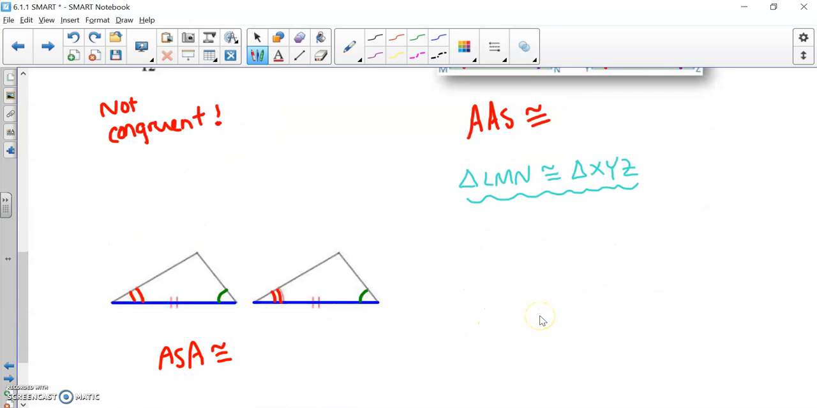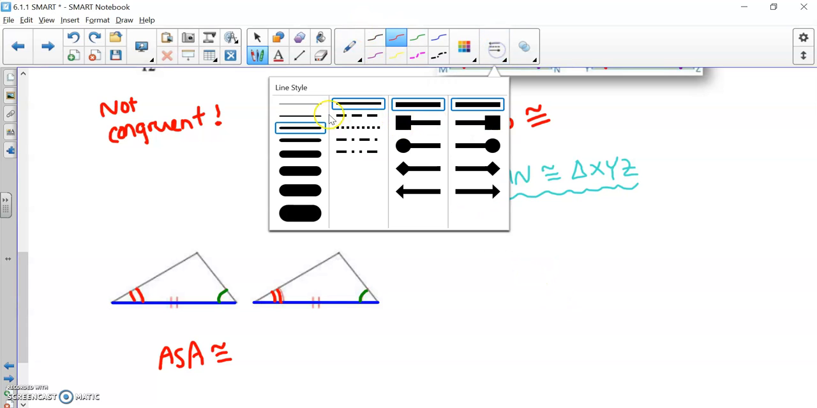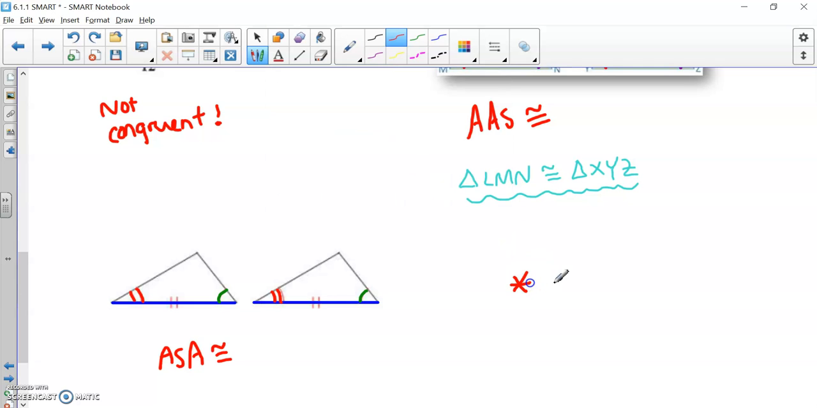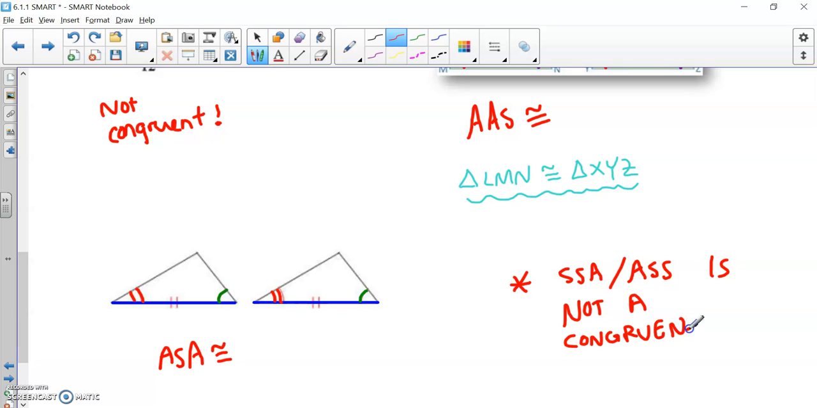And then the last thing I do want to point out is that SSA is a huge thing. SSA or ASS is not a congruence conjecture. If you ever find some triangles that look like they have matching pieces that satisfy ASS or SSA, it doesn't matter. Those are invalid credentials. You can't use this to declare congruence. So that will always be there to trick you.